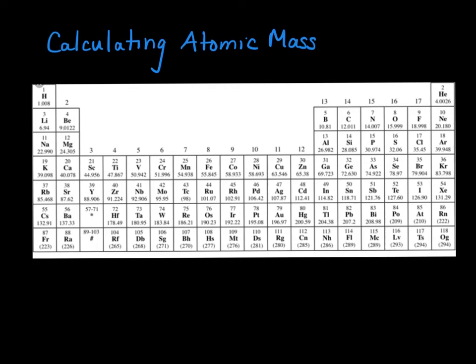In this video, we're going to calculate the atomic mass. You've probably noticed that most atoms have an atomic mass that is not a whole number. If you're looking at all these numbers, these are your atomic masses, and they're not whole numbers. That's because the atomic mass is the weighted average of all the isotopes. That means we have to consider the percentage of each isotope.